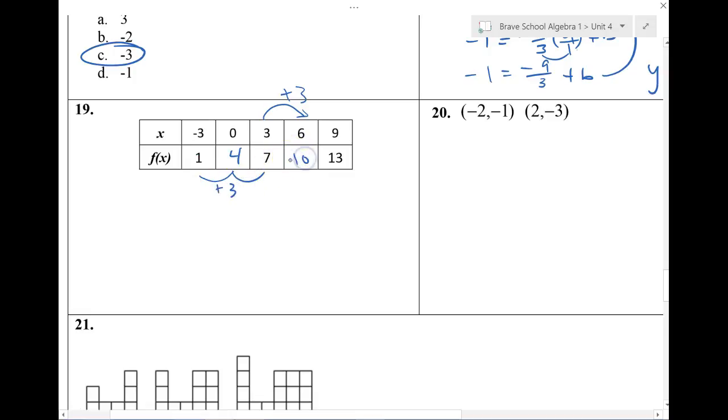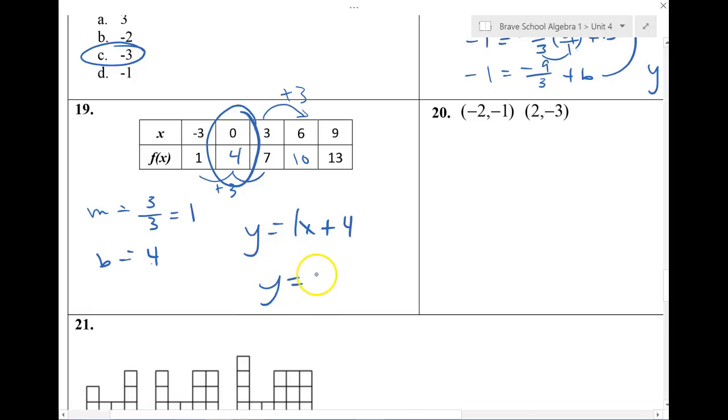So then that is 10. So then our slope is 3 over 3, which equals 1. And then again, wherever x is 0, there's our y-intercept. So 4. So y equals 1x plus 4. But I don't need the 1, so I just put y equals x plus 4.